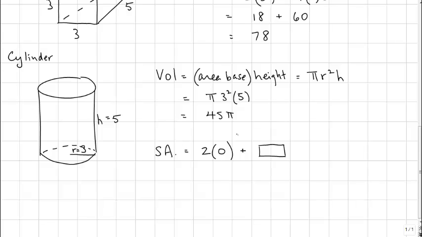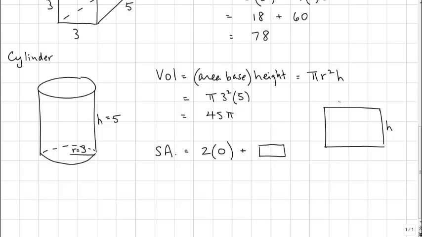If you've ever cut the label off a can, you know that when it unwraps, it is a rectangle. And that rectangle has a height, obviously identical to the cylinder, and the length of that rectangle has got to be a long enough rectangle to wrap all the way around.